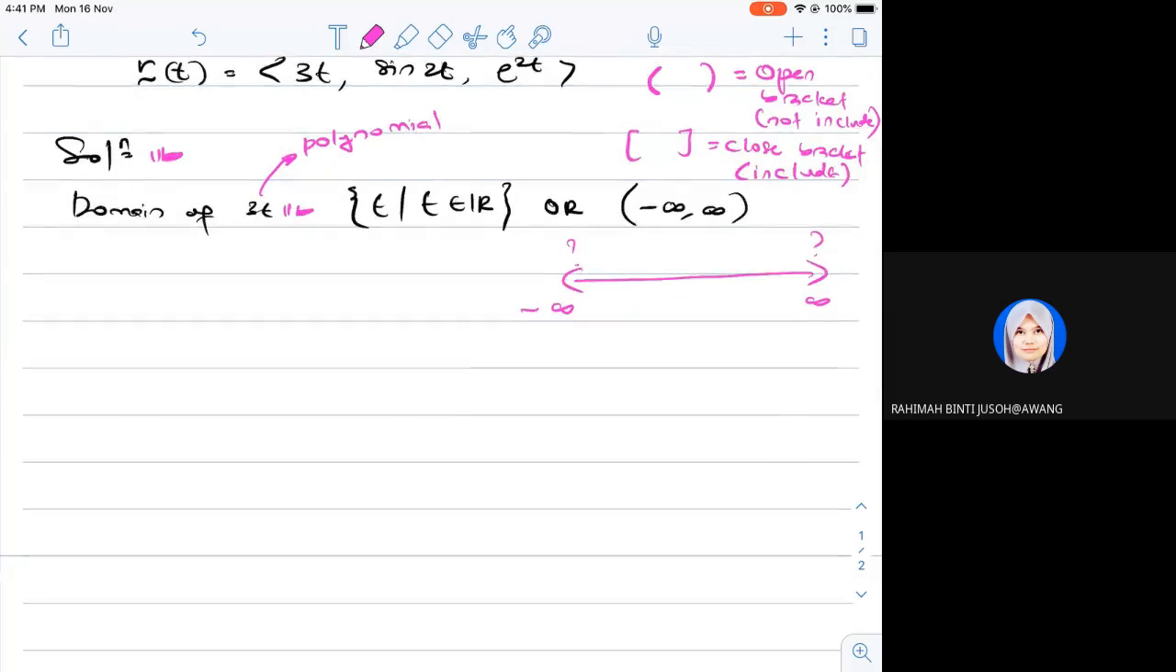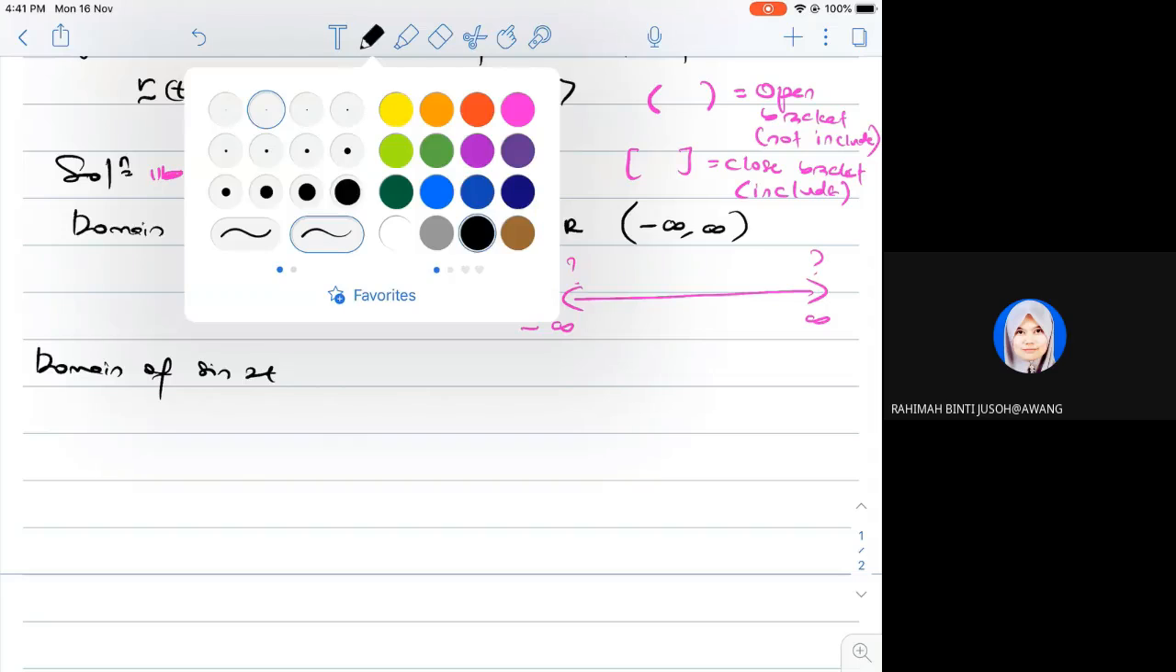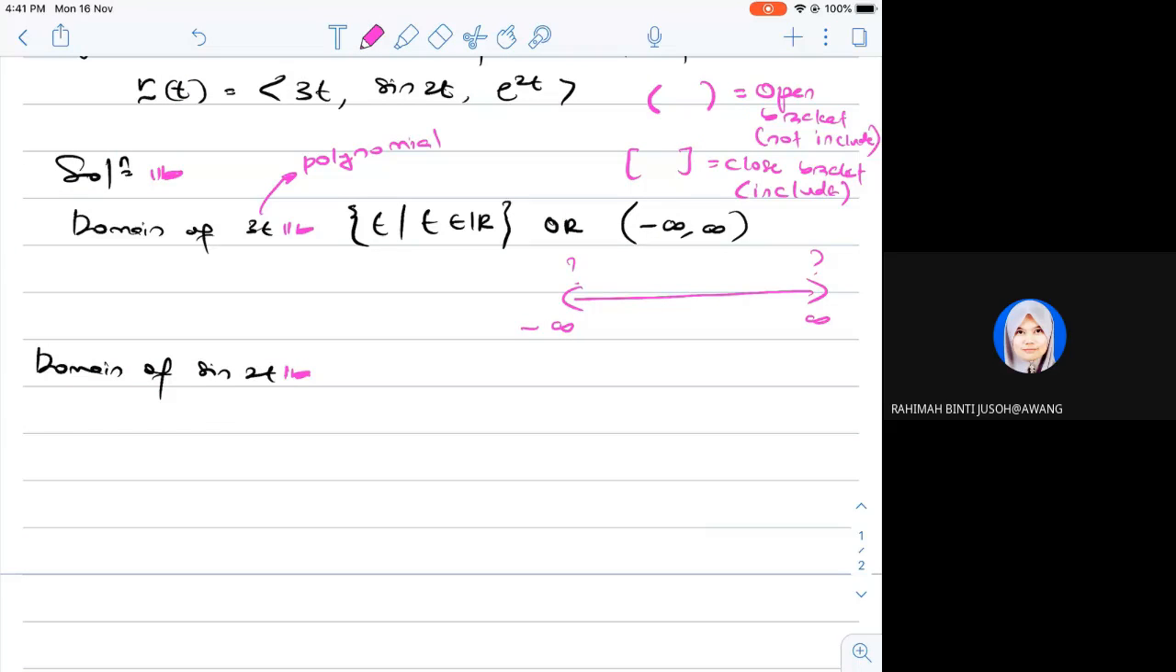Understand, guys? So next we have the domain of sine 2t. Did you have your calculator with you now? Sine 2t is a trigonometric function. You can plug in any values of t inside a trigonometric function and you still get an answer. For example, let's say sine negative 100. You still can get the answer.